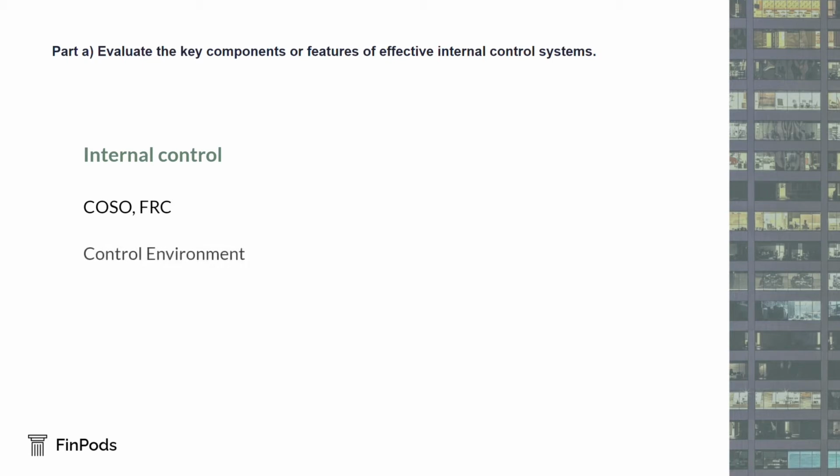Control environment. Set the tone for the organisation, how the risk is viewed and addressed by people, including risk management philosophy and risk appetite, integrity and ethical values, and the operating environment. Board attitude, participation and operating style will be a key factor in determining the strength of the control environment.